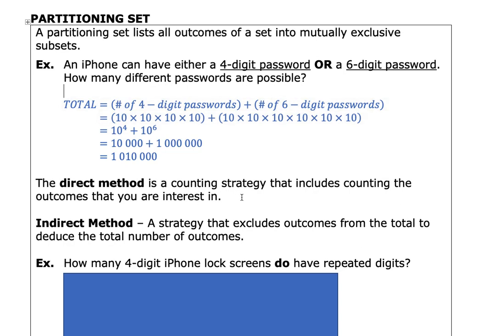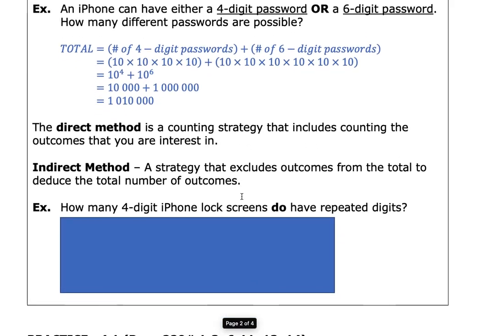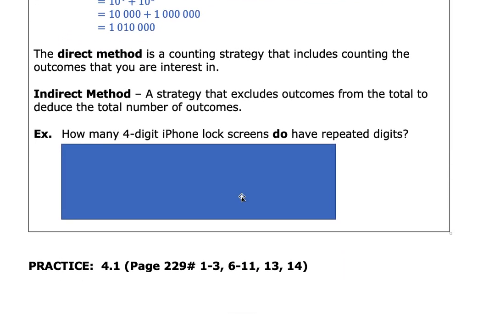The direct method is a counting strategy that includes counting the outcomes that you are interested in, and the indirect method, a strategy that excludes outcomes from the total to deduce the total number of outcomes. So let's look at an example with that context. How many 4-digit iPhone lock screens do have repeated digits? So something to signal that you are going to use a partitioning set sometimes is if it says to do something or do not have some type of characteristic. So if it does or does not have some type of characteristic, if you can't directly calculate that, you might have to use the indirect method as you see here.